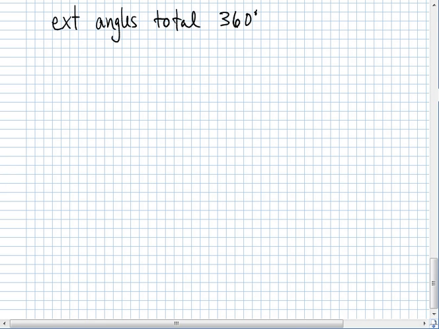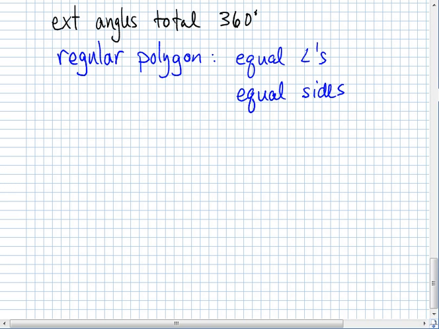Okay, and we're back, leaving off where we left off last time with the last video, that the total of all the exterior angles in any polygon is always going to be 360 degrees. And hopefully Mrs. Krenzler also went over what a regular polygon was. And if she didn't, it's really simple. It's just those really nice ones where all the angles are the same and all the sides are the same. Okay?